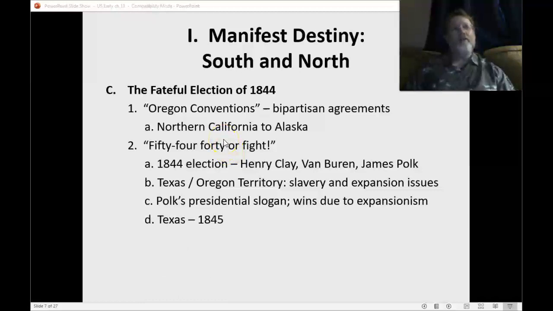Oh, wait. Texas is still technically part of Mexico. Yeah. Well, that leads us into our next problem. Texas is now actually part of two countries. We know where that inevitably leads.